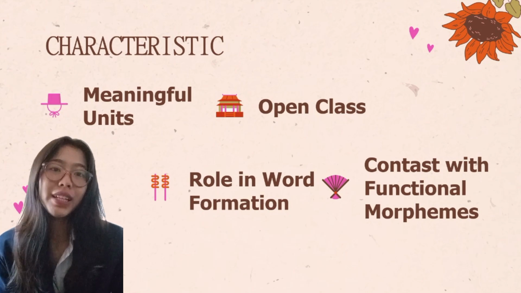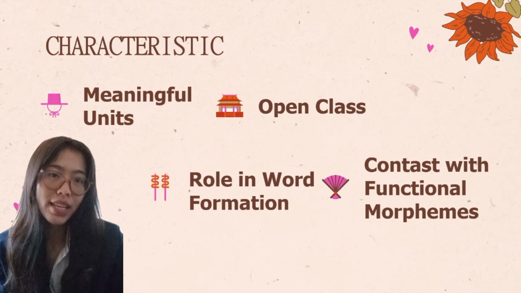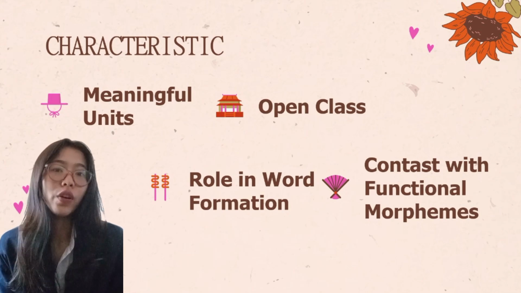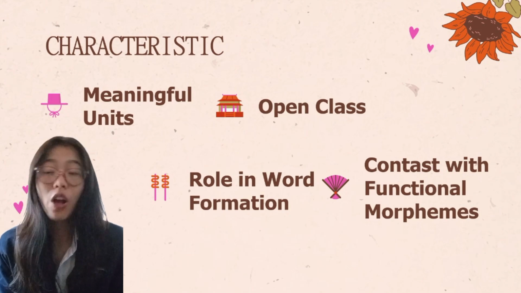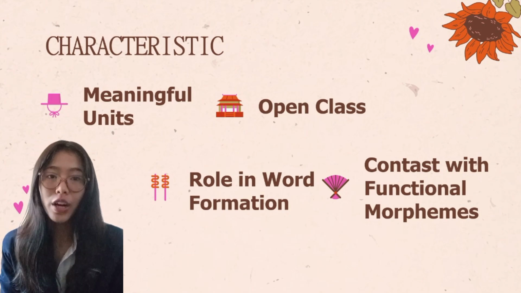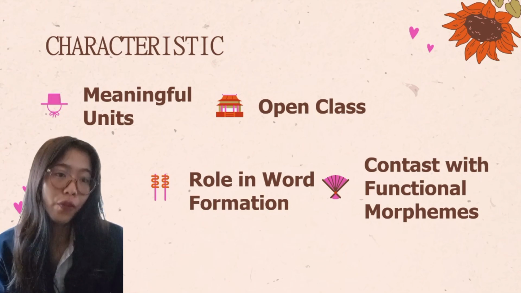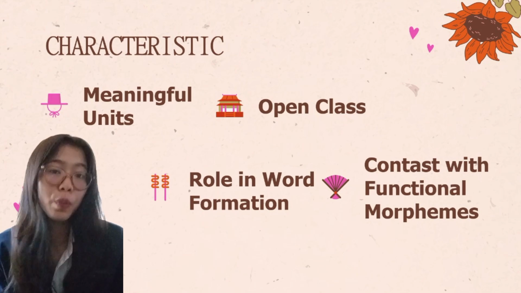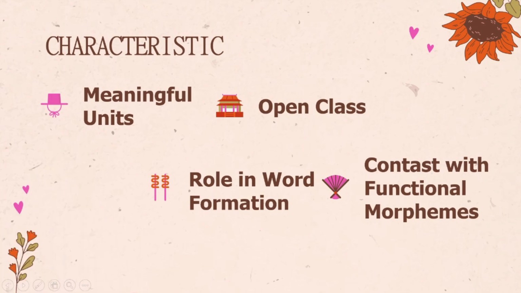Number 2 is open class. Lexical morphemes belong to an open class of words, meaning new lexical items can be added to the language over time. And number 3 is role in word formation. Lexical morphemes can combine with other morphemes to create compound words. And number 4, the last, is contrast with functional morphemes. Unlike functional morphemes, which serve grammatical purposes such as conjunctions or prepositions, lexical morphemes primarily convey meaning and context.